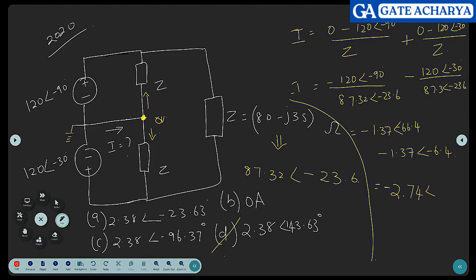Sorry? Better check. See, convert this to a Cartesian form and see. You'll be getting this. 2.38 angle, yeah. So you should be getting 2.38, 140, option D.